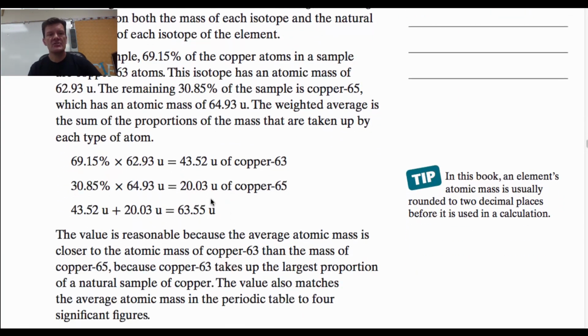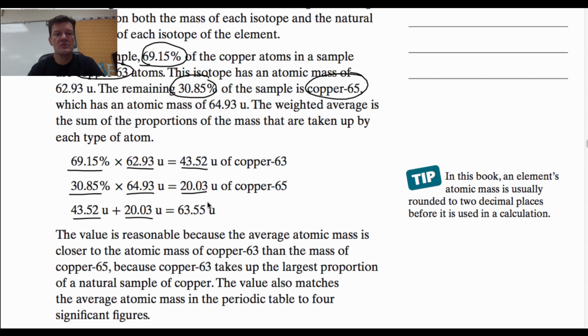This is how you would actually do the calculation. This is for copper. Okay, I'll show you really quickly here. So if 69.15% of all the copper is copper-63, and 30.85% of all the copper is copper-65, you would take 69.15% of that mass and get this number. You take 30.85% of the copper-65 mass. It's not exactly 65, as you can see, and get this number. And then you would add those two together to get the weighted average. That's how it's done.